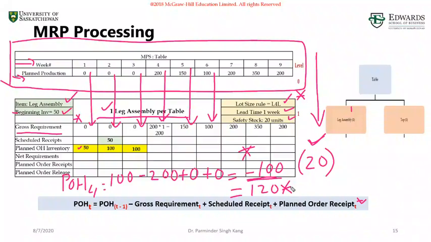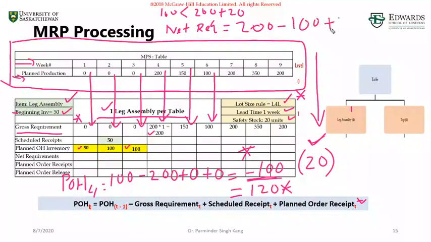So remember, the formula was: if your planned on hand is less than gross requirements plus safety stock. So I have planned on hand as 100, my gross requirement is 200, and safety stock is 20. So we know that the planned on hand is less than gross requirement plus safety stock, right? So the net requirement is equal to gross requirement 200 minus the planned on hand inventory plus safety stock. So that's going to again give you 120. So either way is fine.